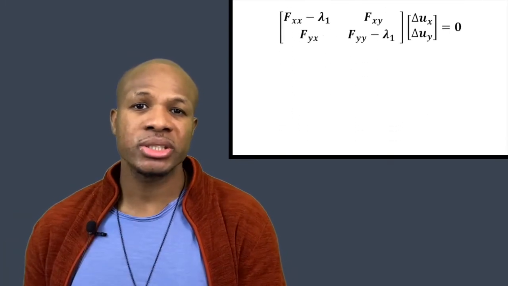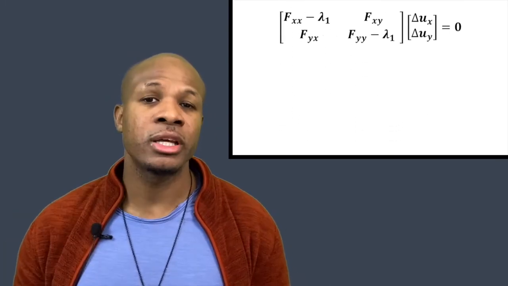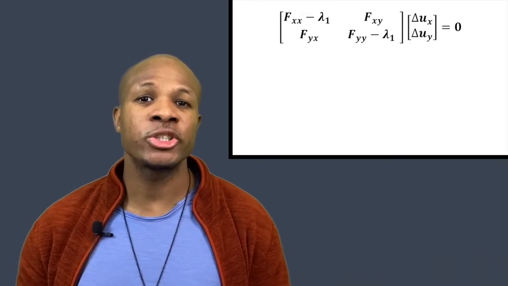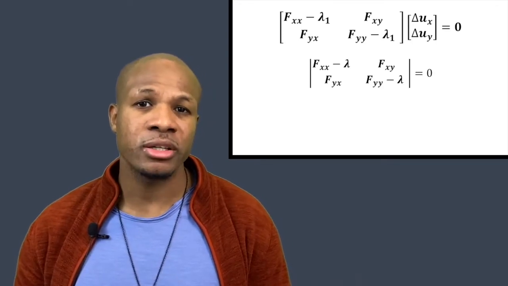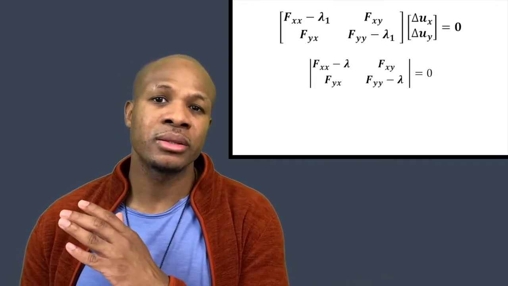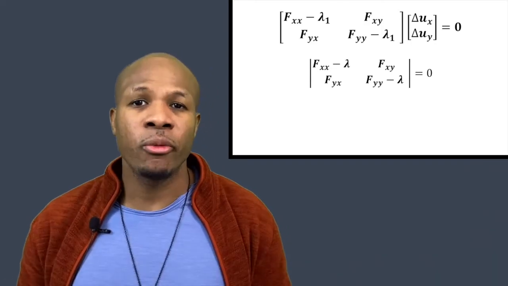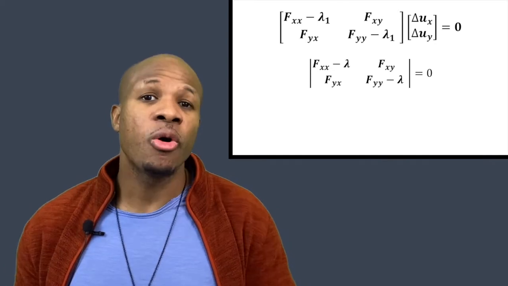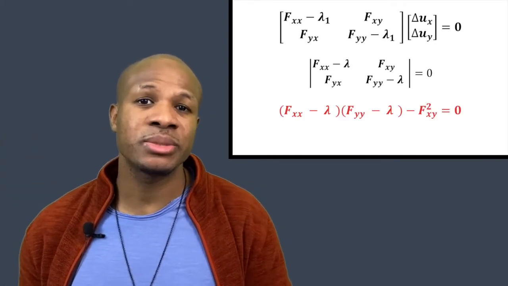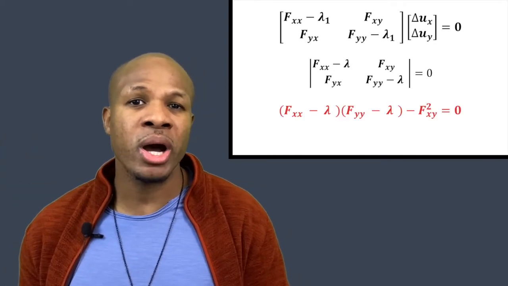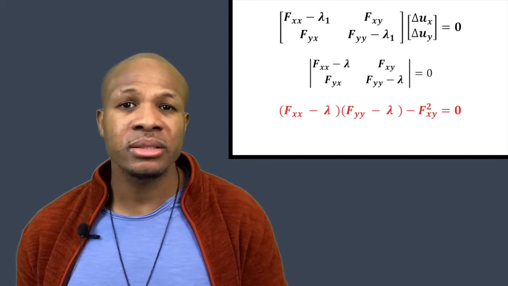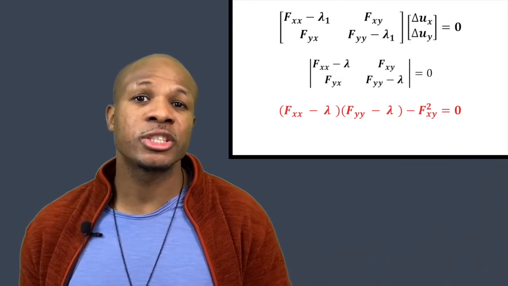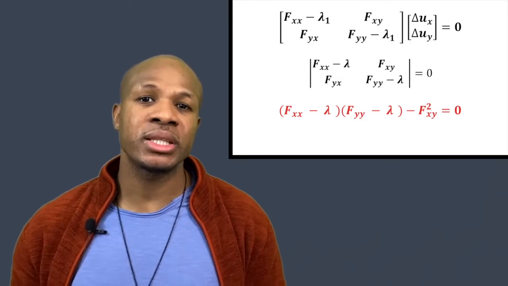Now, how do we solve this equation? We have a matrix times a vector equals 0. In order for us to get a non-trivial solution, we need to set the determinant of the matrix equal to 0. And the determinant of a 2x2 matrix is simply the difference between the cross products. We characterize our determinant by getting rid of the brackets and putting in vertical bars. One cross product is going to be f sub xx minus lambda times f sub yy minus lambda, minus the opposite cross product, which is going to be f sub xy squared. This is the determinant, and we set this equal to 0.